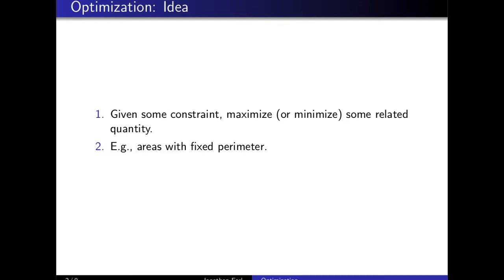So the idea with these is that we have some constraining relation and we'd like to maximize or minimize some quantity. For example, we might want to maximize or minimize an area subject to a fixed perimeter.